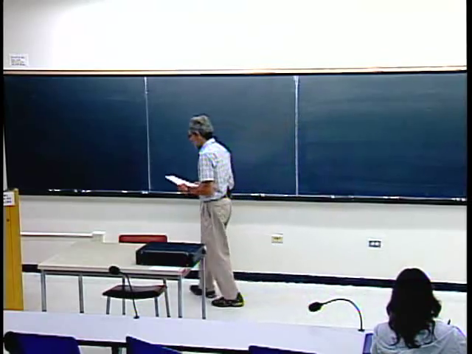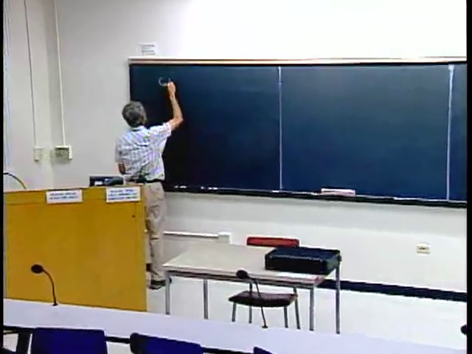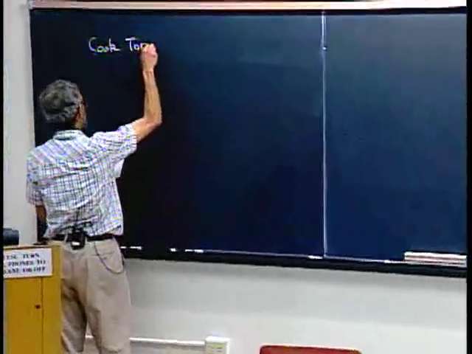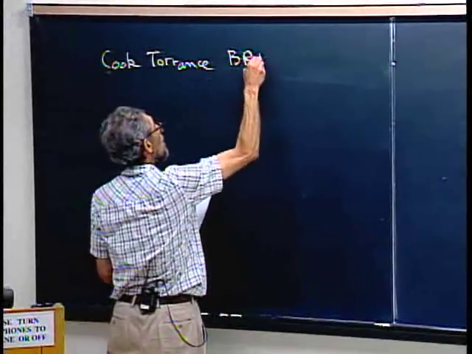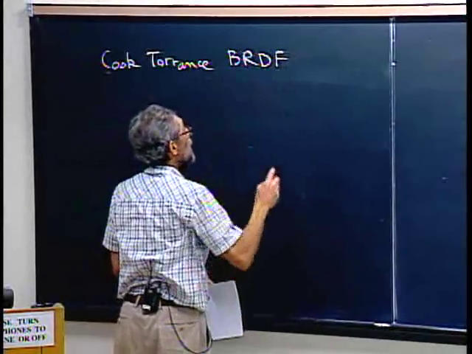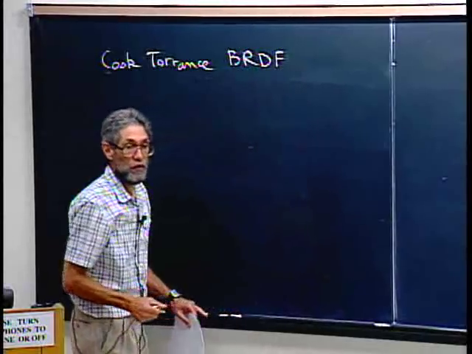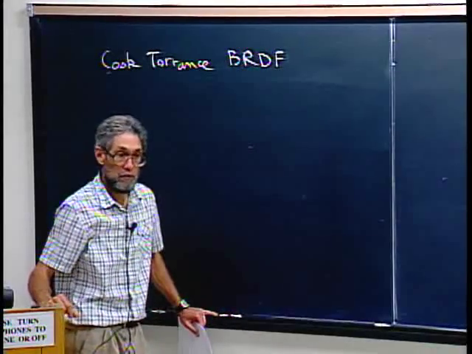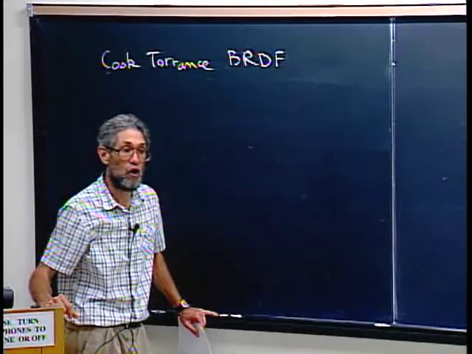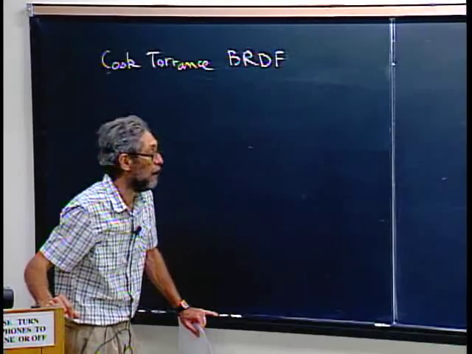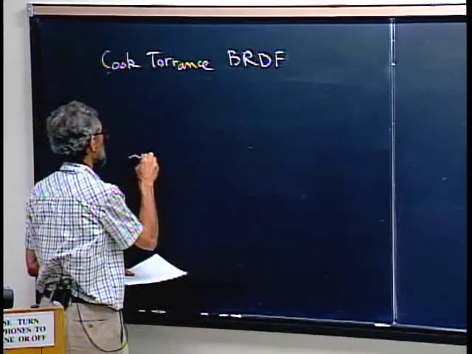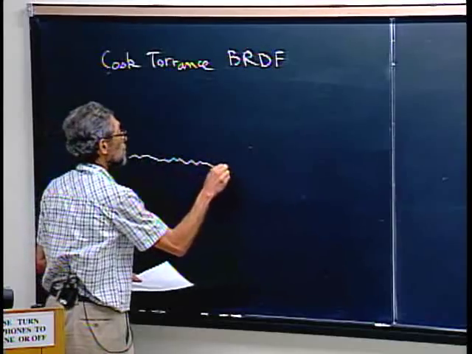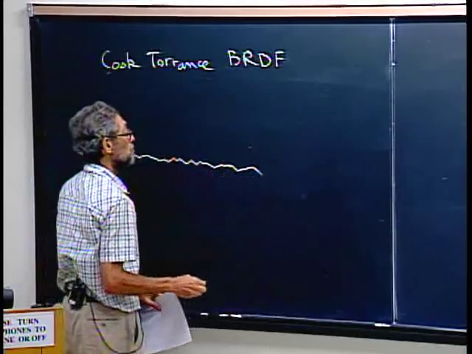So today I want to talk about the Cook-Torrance BRDF. It makes an attempt to be more physical than the Phong or Blinn highlights. And the idea, as I think I mentioned maybe last time, is that it's modeling the surface as a rough surface with a bunch of facets.